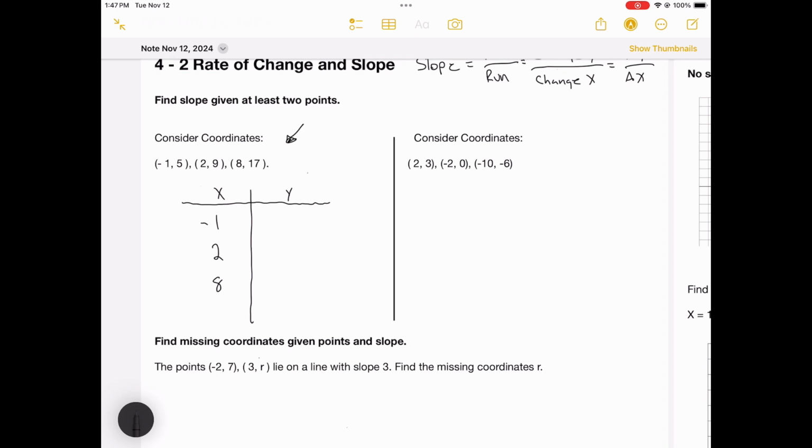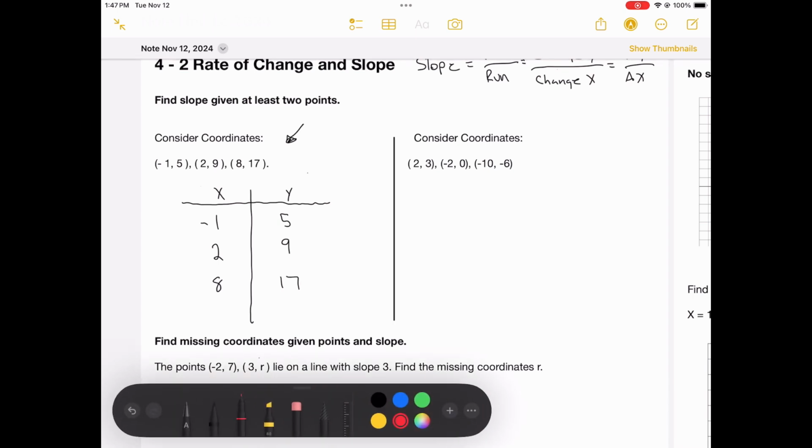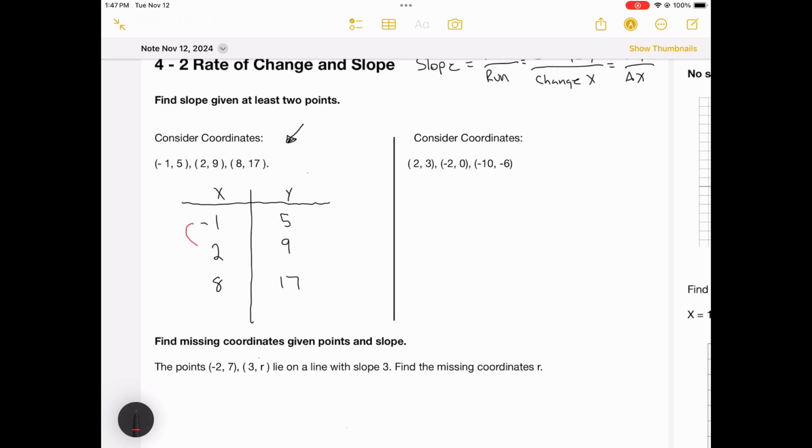And what you're going to do is put your coordinates x and y in here, and then find the difference between these. People do it like, what's the difference between -1 and 2? Well, that's 3. And what's the difference between 2 and 8? They'll say 6. And then the same thing with the y's. What's the difference between 9 and 5, which is 4? The difference between 17 and 9 is 8.